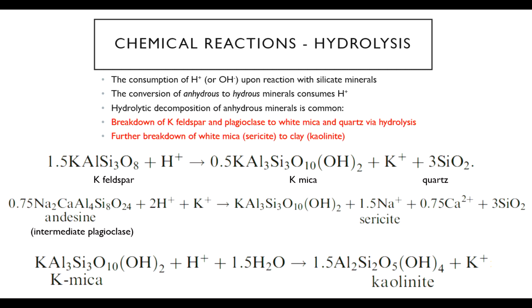You might go to a case where we have an andesine plagioclase, so an intermediate plagioclase. It's got combinations of sodium and calcium. You could incorporate hydrogen plus potassium, so you produce sericite, which is just a fine white mica or fine muscovite. And then we release other things like sodium, calcium, and things like that.